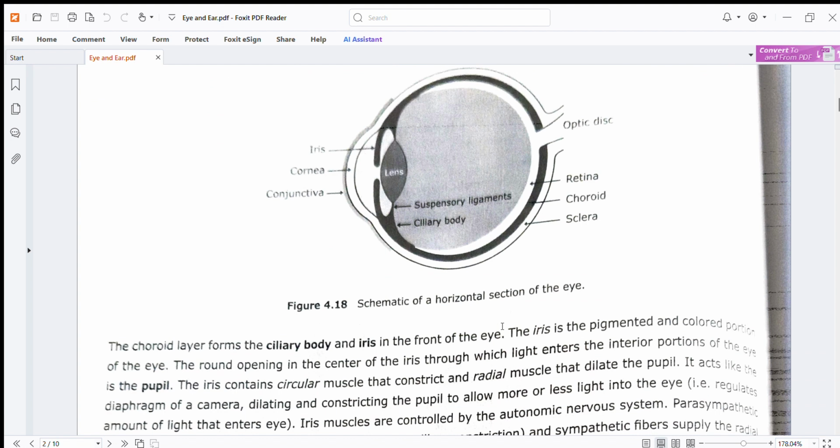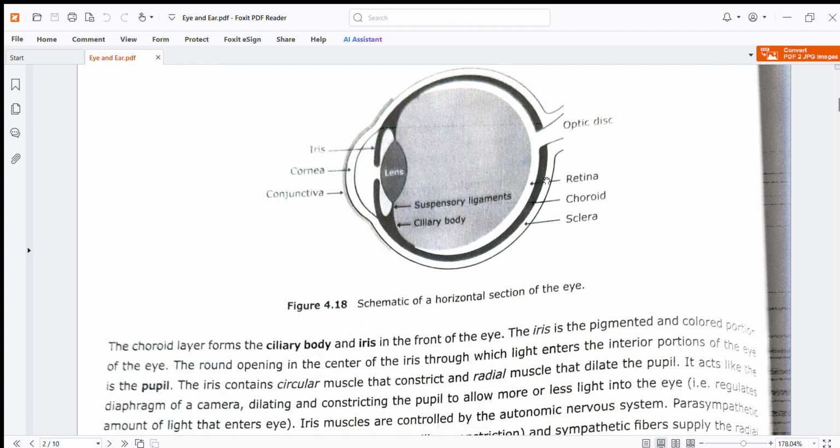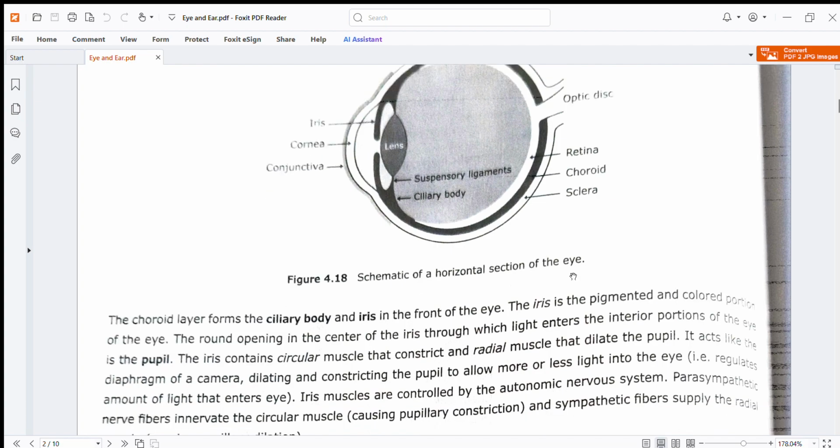This is the structure of the eye. The first portion is cornea, conjunctiva, iris, lens, suspensory ligament, ciliary body. Retina, choroid, sclera, optic nerve. The choroid layer forms the ciliary body. This is the choroid layer, and it forms the ciliary body and iris in front of the eye.